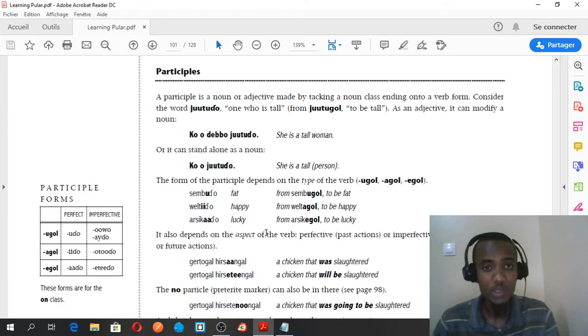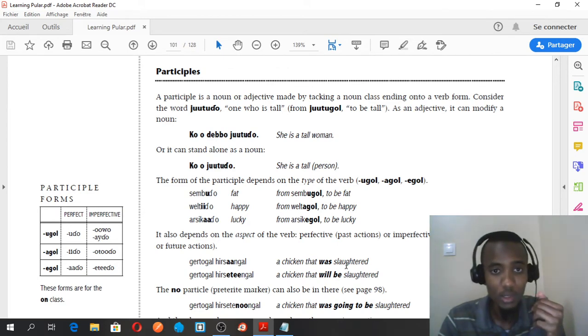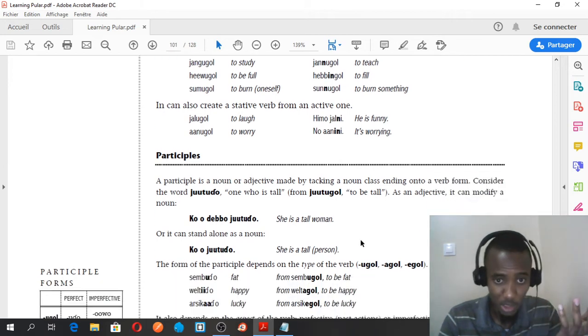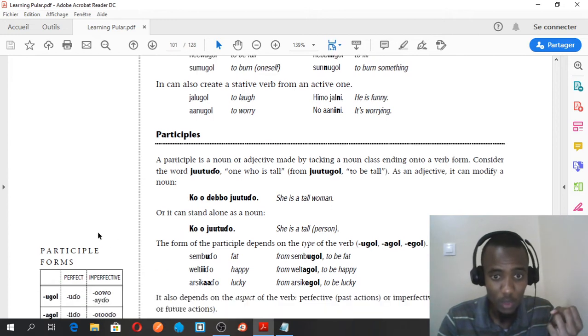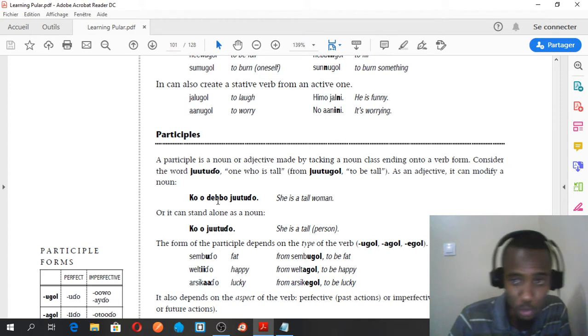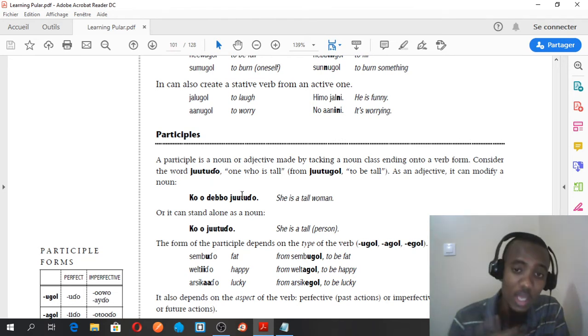Okay, for participles now. A participle is a noun or adjective made by taking a noun class, and then, okay, you know what a participle is, right? Now, participles are used here like adjectives. Ko debbo jutudo: she is a tall woman. Ko mawdo jutudo: he is a tall, old person. Ko ojutudo.